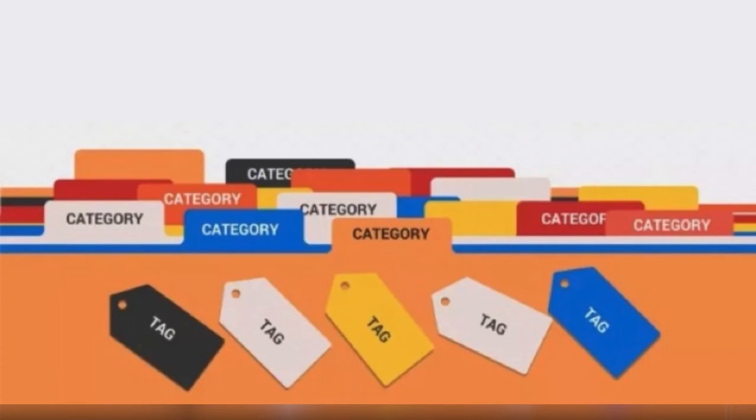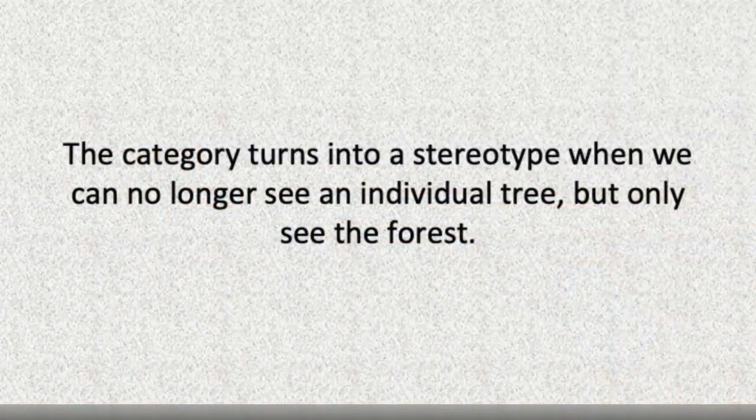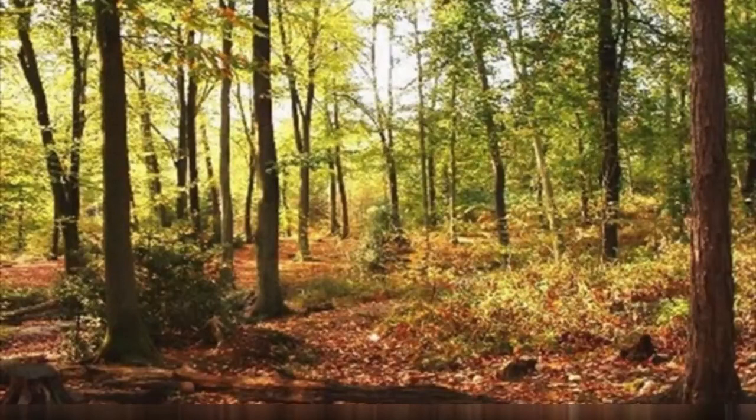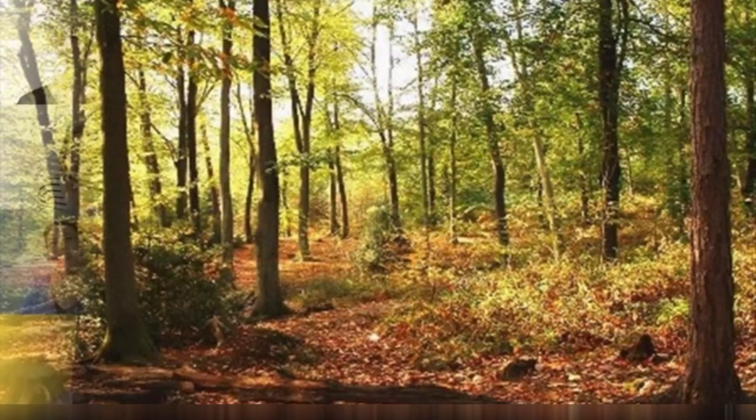While categories are not a problem in and of themselves, they become a problem when we cannot distinguish between the characteristics of a category and the characteristics of an individual item or individual person within that category. Put another way, the category turns into a stereotype when we can no longer see an individual tree, but only see the forest. When we assume that all trees within a forest are identical, and cannot see that each individual tree has some characteristics in common with the others, that is when our category turns into a stereotype.